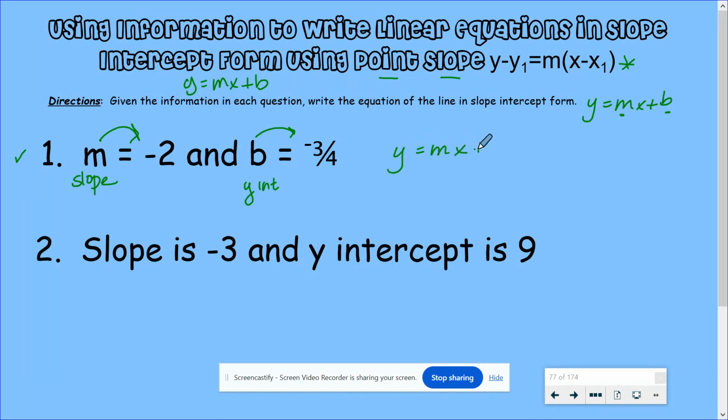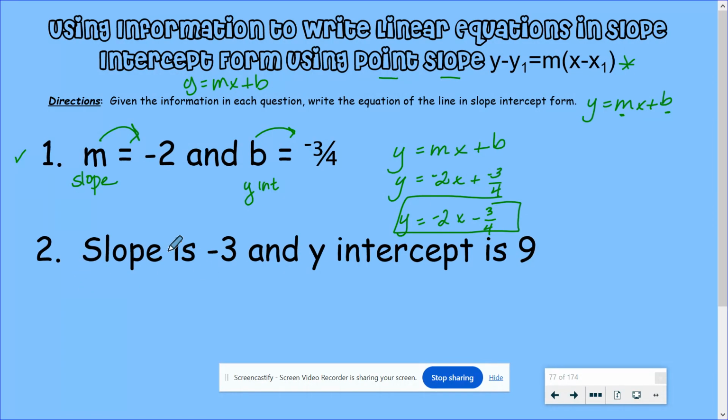So here's our equation that we're ultimately trying to get. And we're going to change the m to -2 by substituting it in the m spot, and then substituting the b with the -3/4. And we can, of course, leave our answer like that. Or we can undo that change and just write it as y equals -2x minus 3/4. And we're done. So we didn't need to use the point-slope formula that I had talked about originally. Everything we needed could just be substituted right into our equation.